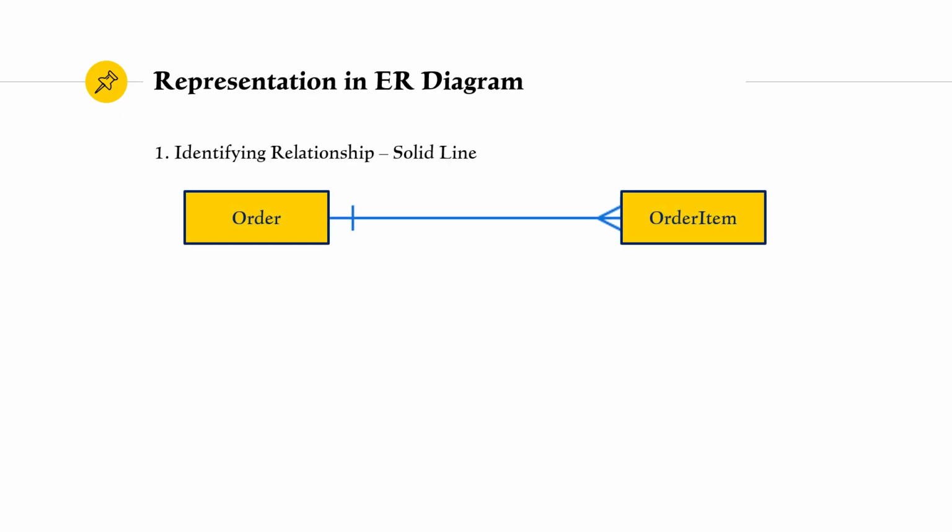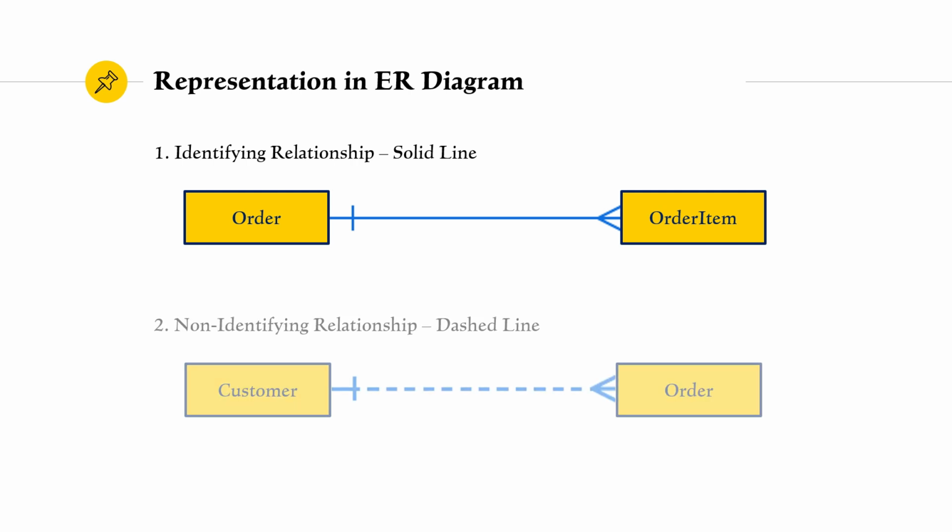Having understood these types, let's also look at how they are represented in ER diagrams. In most ER modeling notations, identifying relationships are represented using a solid line, and non-identifying relationships are represented using a dashed line.